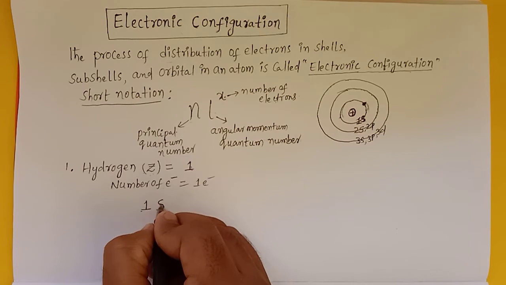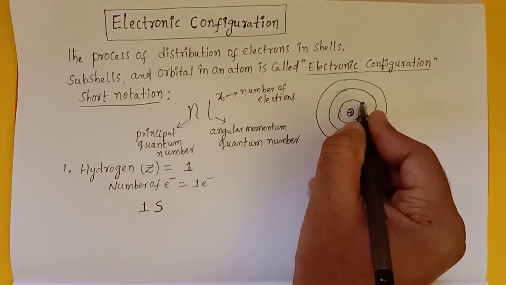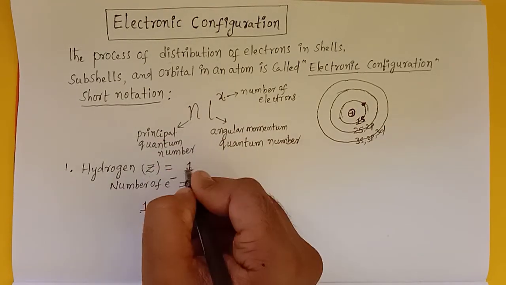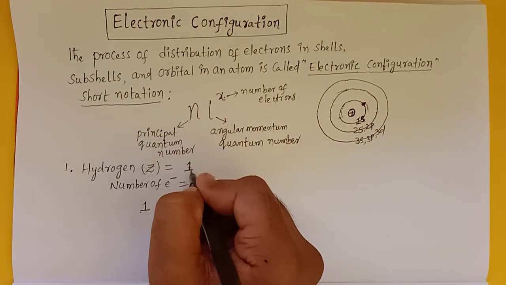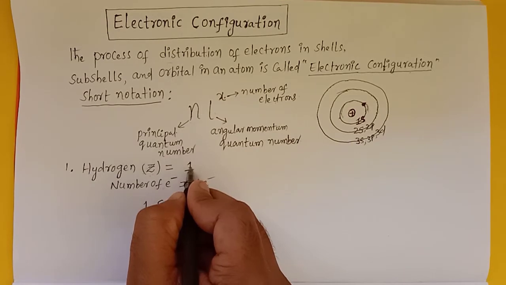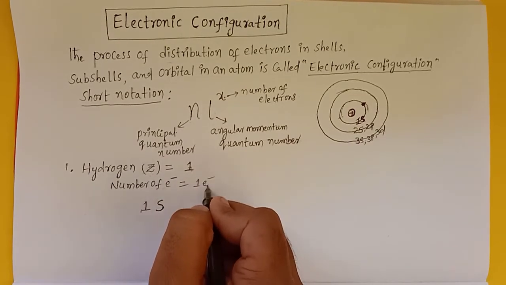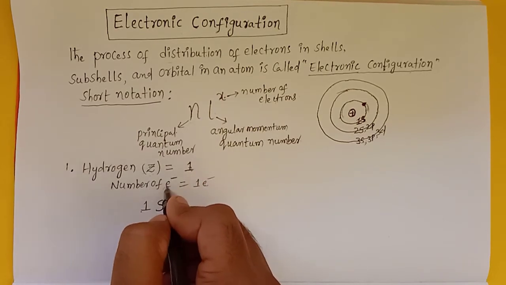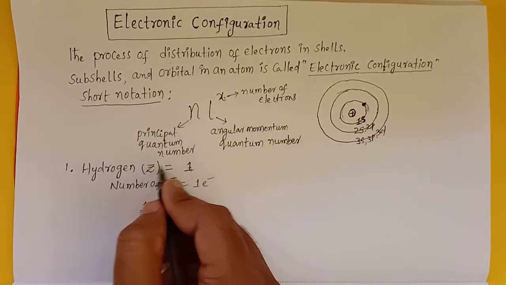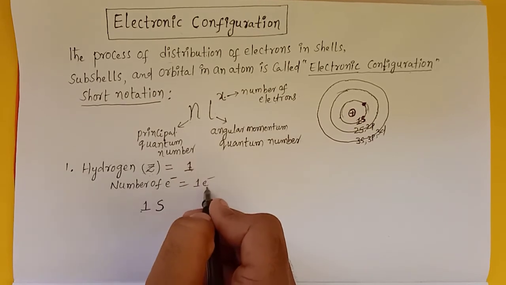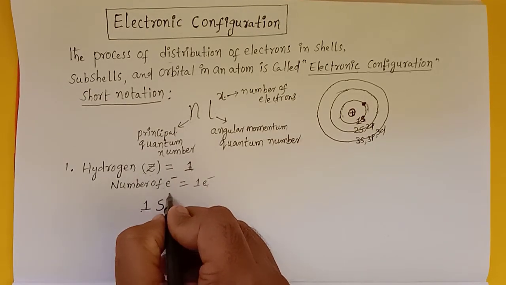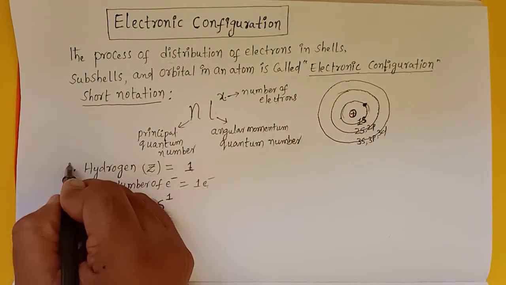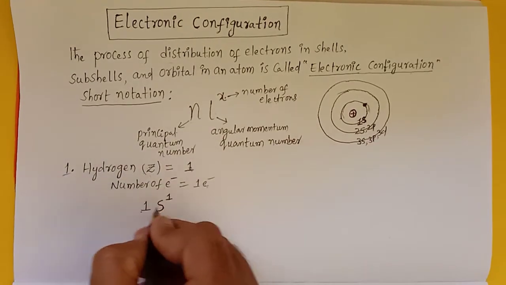First orbit means 1s. How many electrons are present here? For the hydrogen, how many electrons? Atomic number 1 undi ante Z means what? Atomic number 1. Atomic number n aithe untayo, electrons kuda n untayi. So remember, the number of electrons is equal to atomic number. Atomic number is 1, then number of electrons becomes 1. So how can you represent here? 1s1. This is the electronic configuration of hydrogen.